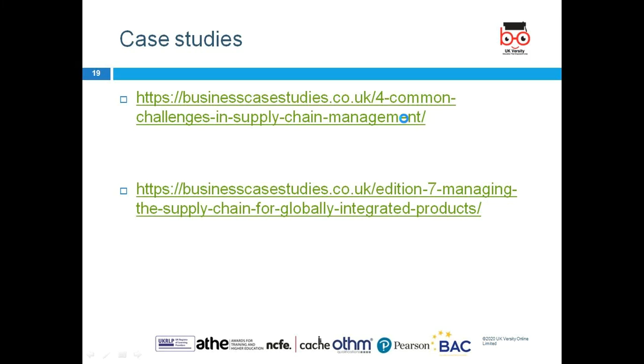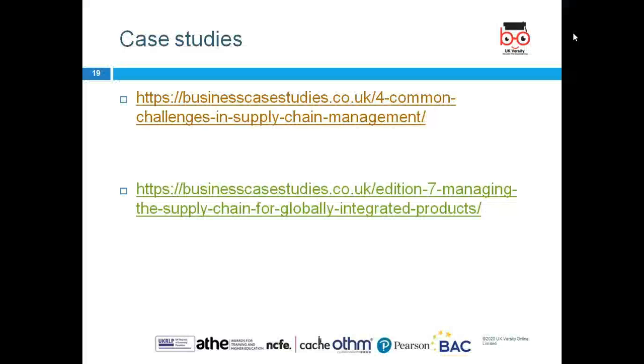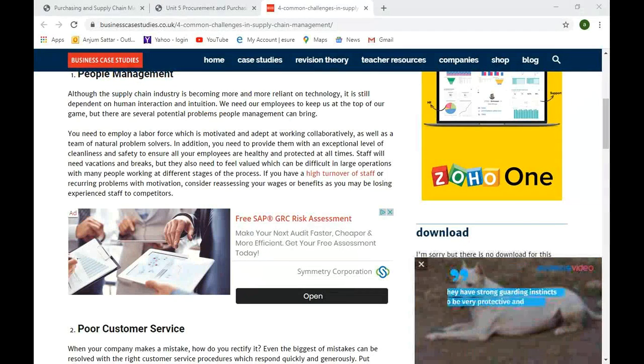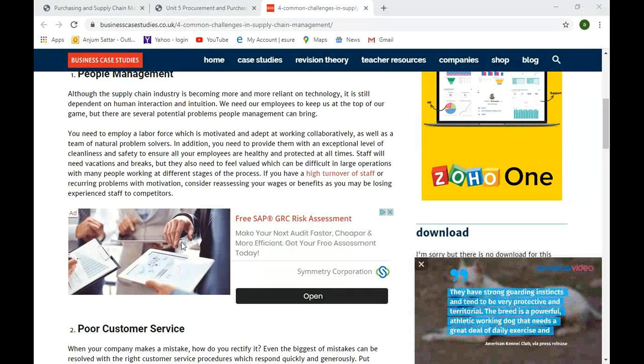I copied some case studies, so we can click there. There are a good few cases, so we can read them as well. In our assignment, we can embed them. There are four common challenges in supply: people management, poor customer service, and cost management. We always need to think about this. When we click there, it will take us to quite a good website called Business Case Study. Any case you want to use in your assignment, you can find via the search box.